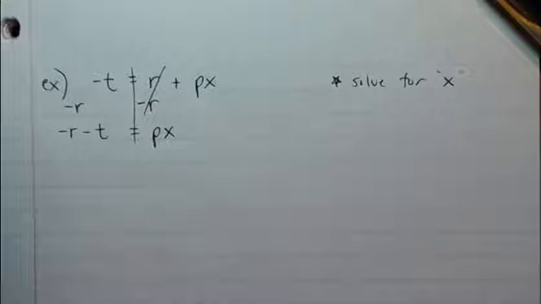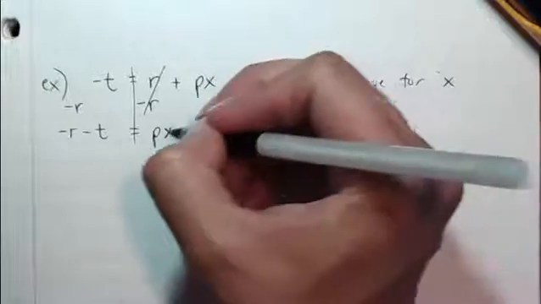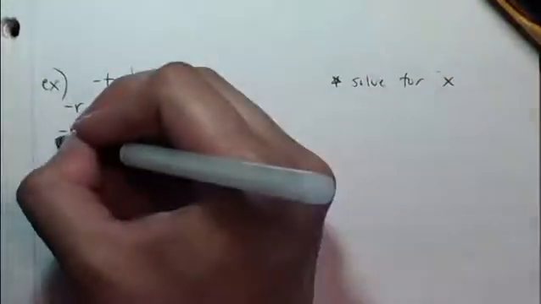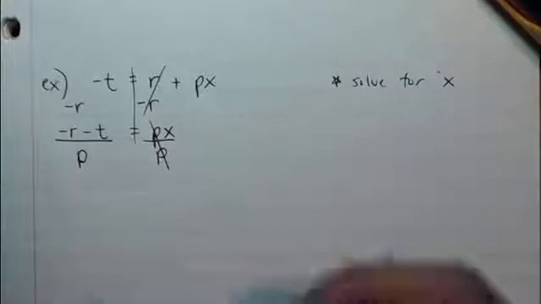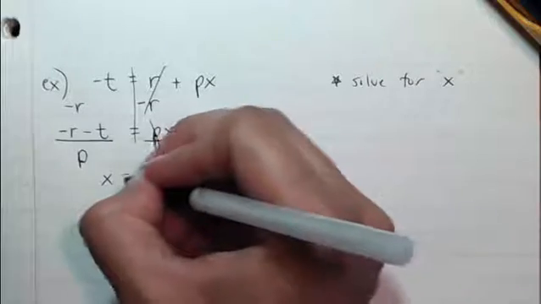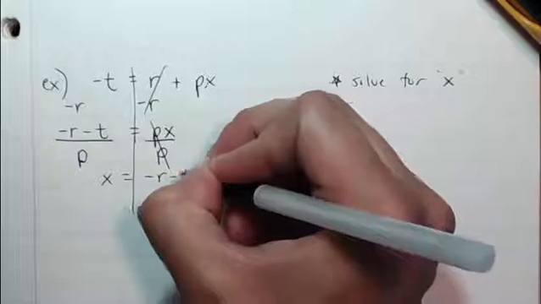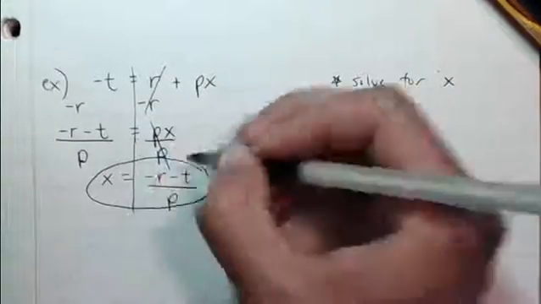And my last step here is to get x by itself. So right now it's p times x. I'm going to divide by p on the right. Cancels out to 1. Divide by p on the left. So my answer ends up being x is equal to negative r minus t, all over p.